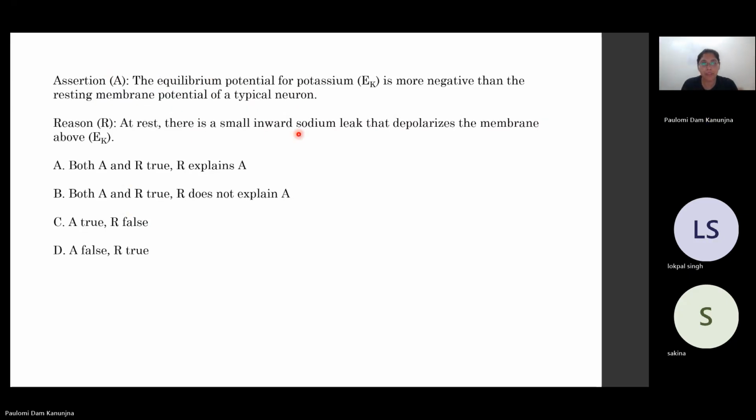Okay, I think this is the second last question, and then two more questions and we're finished. So the equilibrium potential for potassium is more negative than the resting membrane potential of the typical neuron. At rest, there is a small inward sodium leak that depolarizes the membrane.